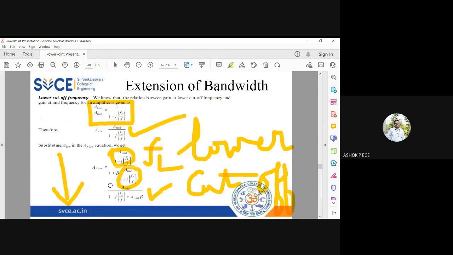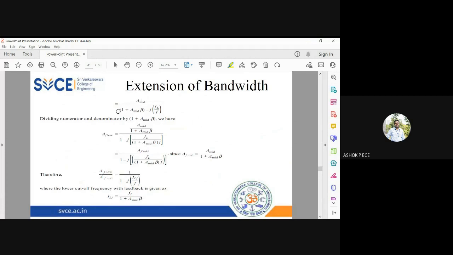So this expression is clear. I am just taking LCM and simplifying: A mid by 1 minus J FL by F plus A mid into beta. Now I am grouping the terms. I am grouping the real terms separately in the denominator, and the imaginary terms separately in the denominator. So A mid divided by 1 plus A mid into beta is the real term, and minus J into FL by F is the imaginary term.